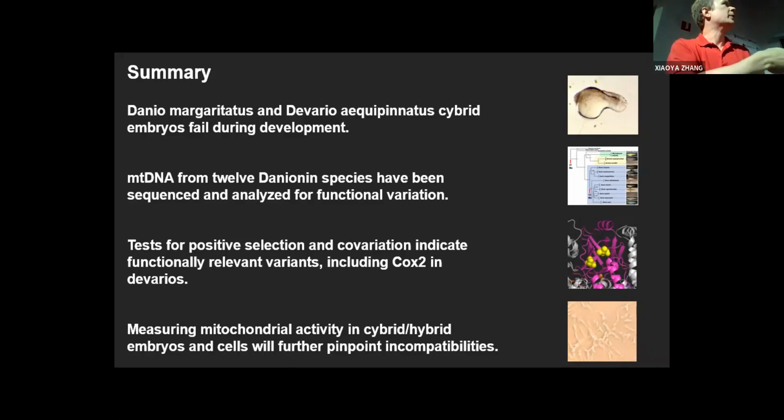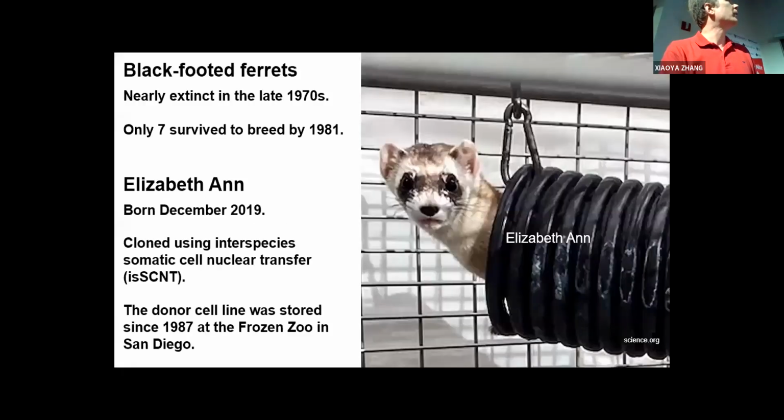One that I'm really interested in is the cytochrome C oxidase 2, and in fact, all of COX-4, or complex 4, the COX complex, in giant danios. And then finally, going forward, I'm going to measure mitochondrial activity in cybrids and hybrids and cell lines, doing this with the things I'm currently developing. And I think I'm out of time. I had a little bit more I was going to talk about. I think this is a good place to end.